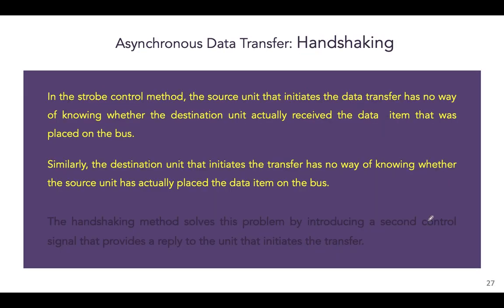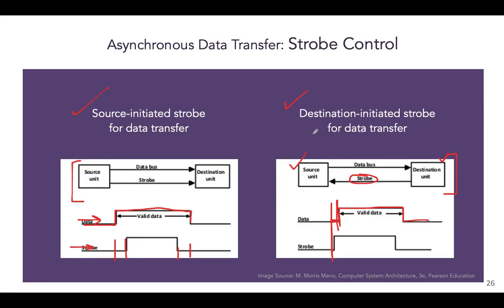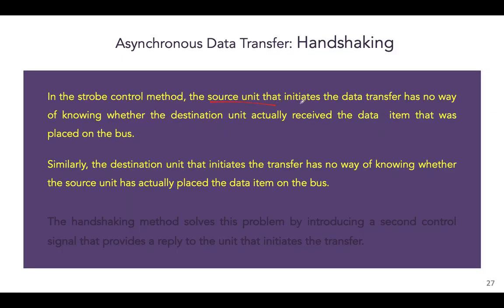Now the second method for data transfer was handshaking. See, in the strobe control method of data transfer, the source unit that initiates the data transfer has no way of knowing whether the destination unit actually received the data item that was placed on the bus. And you can appreciate this from these diagrams itself, right? Similarly, if the destination unit initiates the data transfer, it has no way of knowing whether the source unit has actually placed the data item on the bus.